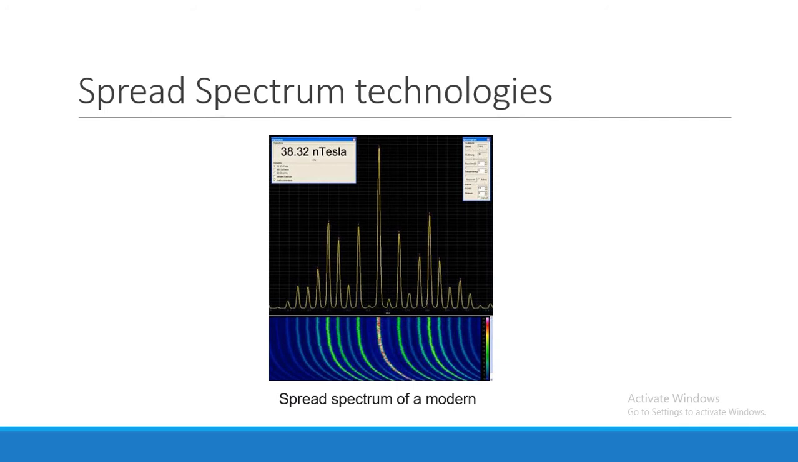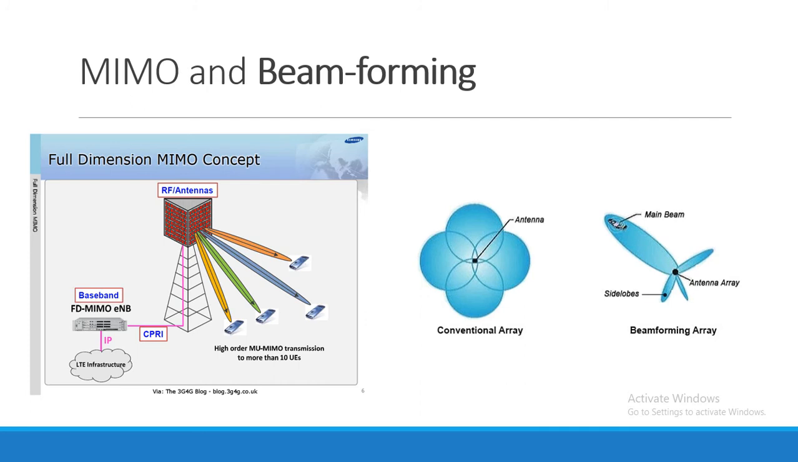This technology is used to spread a narrowband data signal over a wideband signal frequency. Direct sequence spread spectrum and frequency hopping spread spectrum are examples of this. Now let's see MIMO and beamforming.